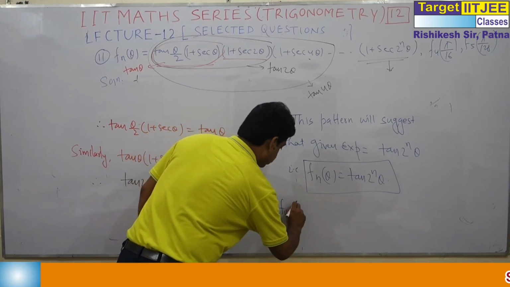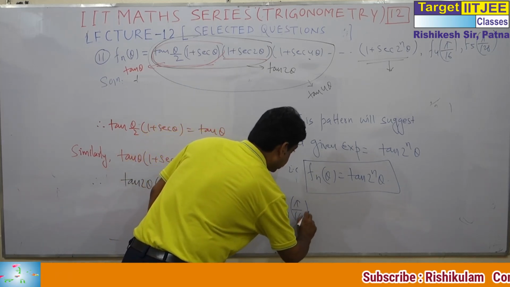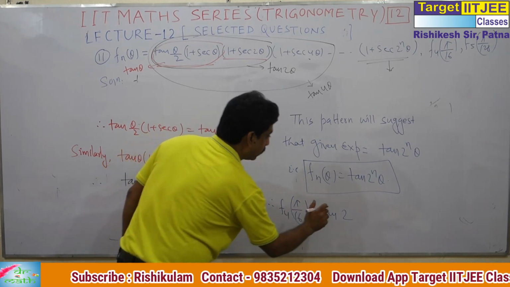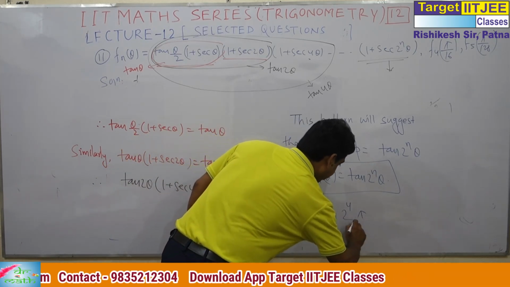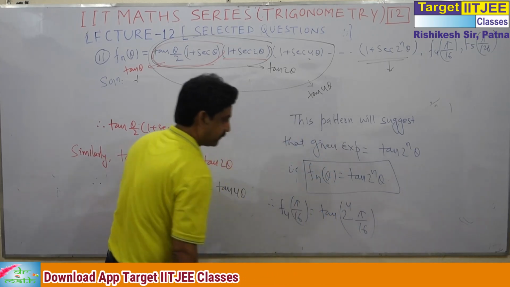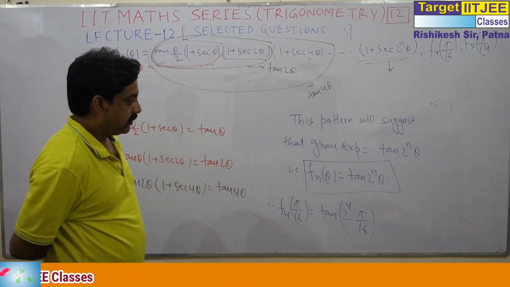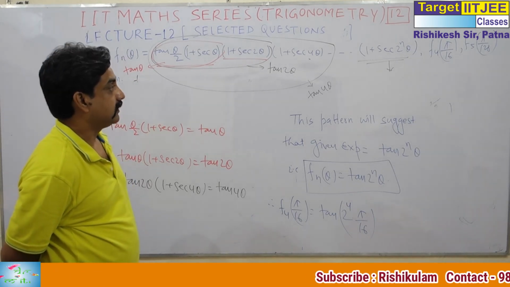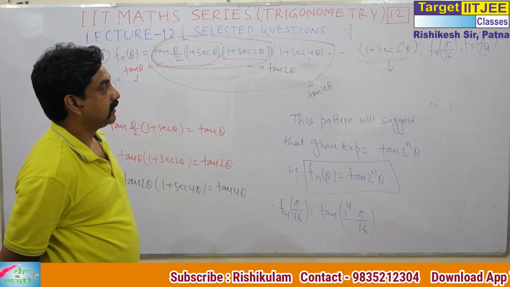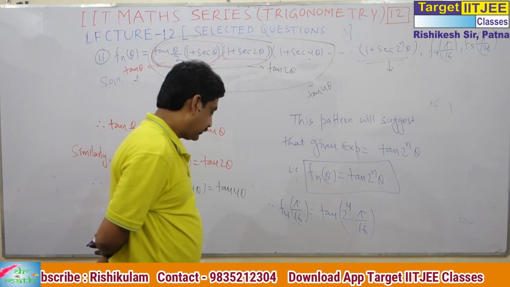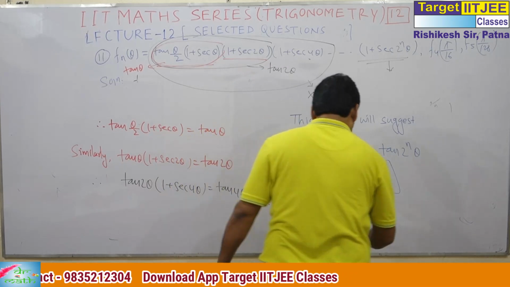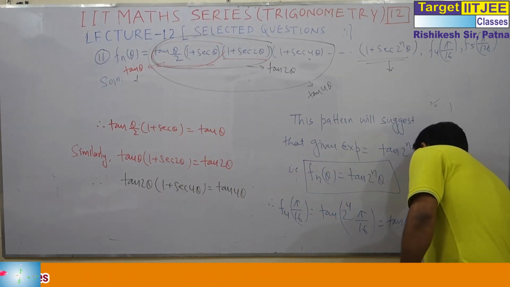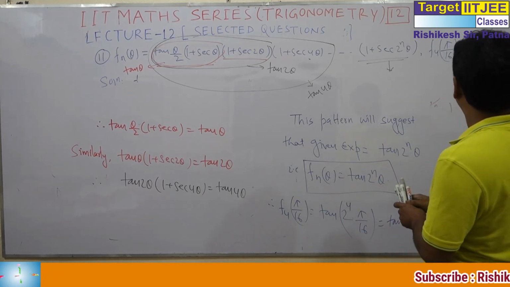f4 of pi by 16. This means what? Tan 2 to the power n, here n is what? 4. And theta is what? Pi by 16. 2 to the power 4 and this is pi by 16. So this will be what? I think you get tan pi, which is 0. And what about this one?